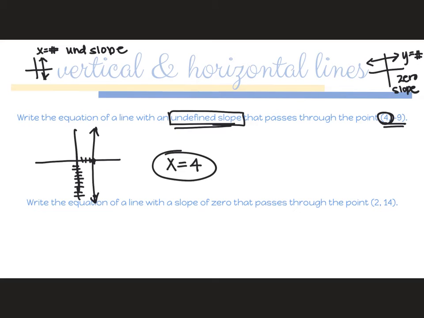The next one is write the equation of a line with a slope of 0 that passes through the point 2, 14. So we know 0 means horizontal line. The equation is y equals a number. If you look at your ordered pair, the y value is 14. So for this equation, y equals 14.